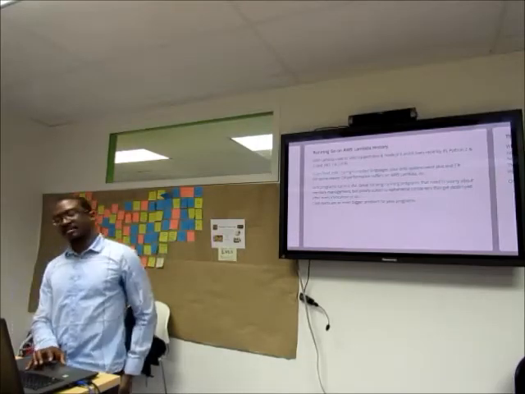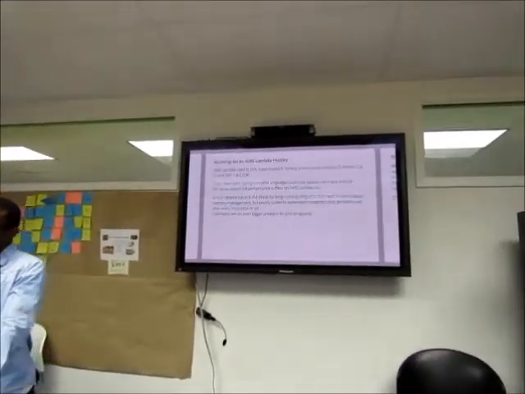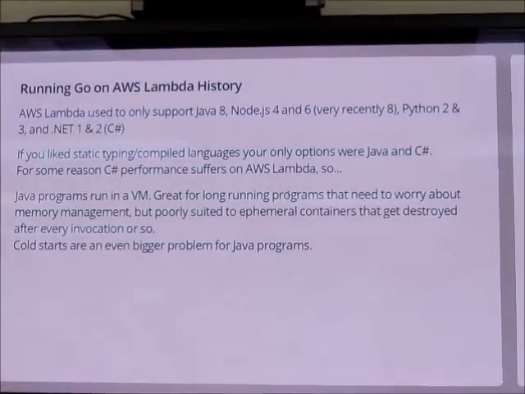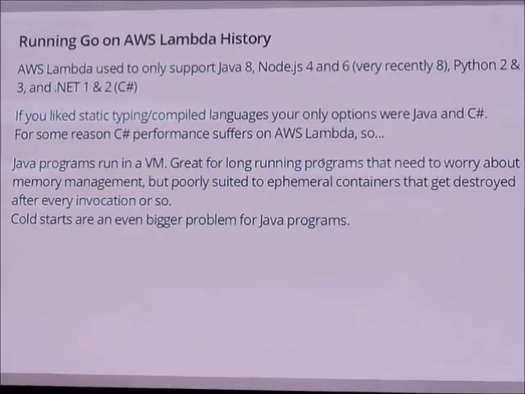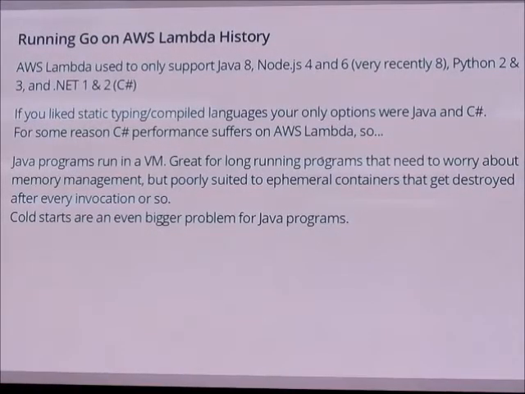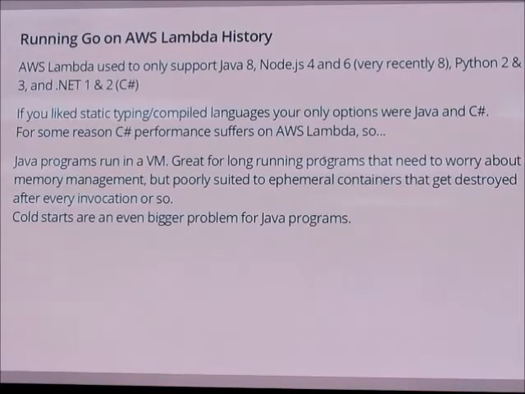Running Go on AWS Lambda history. Yeah, so you were able to run Go on Lambda previously, way before AWS made it official. You simply would pack the Go binary in a Node.js zip file and start a new process, and it kind of just worked.